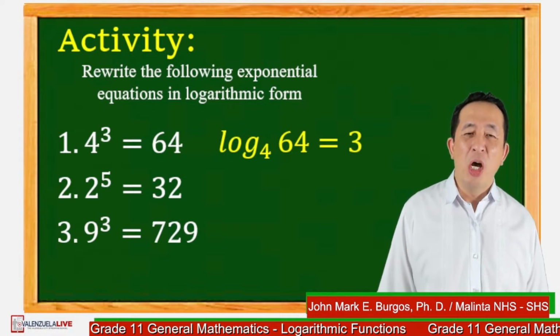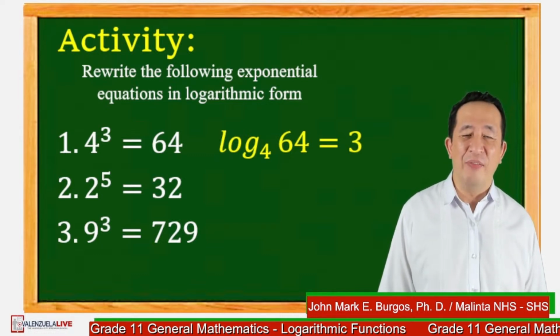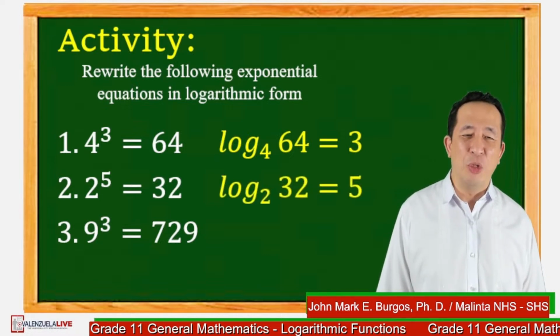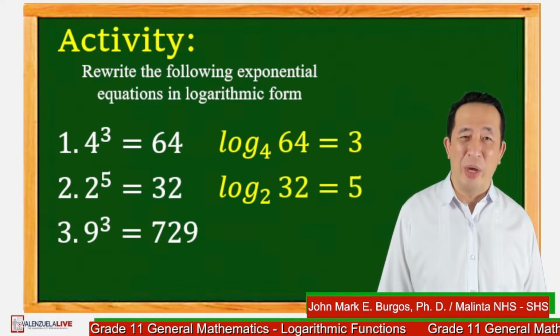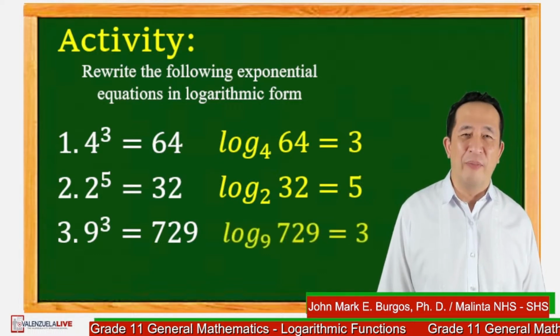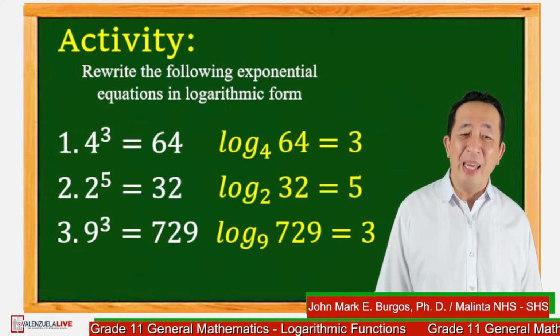Number 2, 2 raised to the power of 5 is equal to 32. The answer is logarithm of 32 with base 2 is equal to 5. Number 3, 9 raised to the power of 3 is equal to 729. The answer is logarithm of 729 with base 9 is equal to 3.